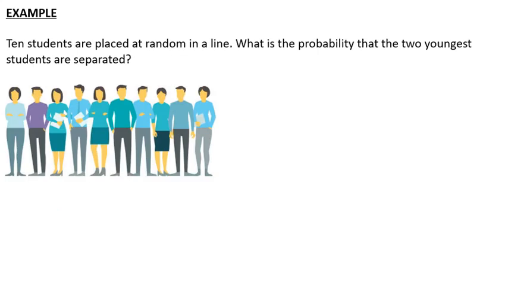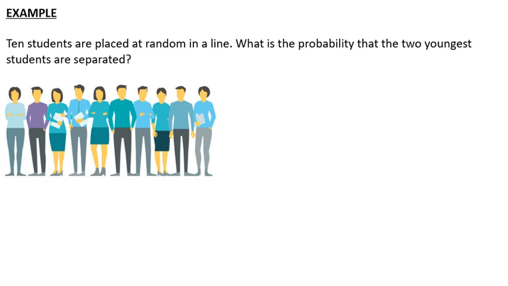All right, next example. 10 students are placed at random in a line. What is the probability that the 2 youngest students are separated? 10 students. We want to keep the 2 youngest students separated. In other words, we don't want them together. For these types of questions, it's better to work them being together, and then we'll do some subtraction to figure out the apart or the separated.